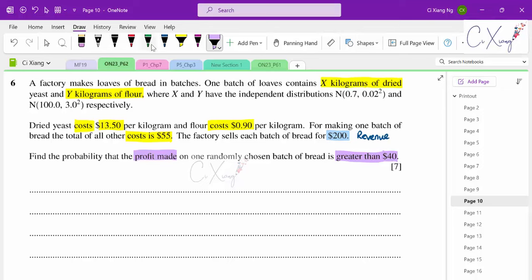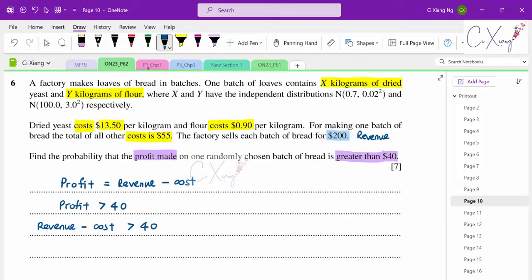So just a very basic knowledge, how to get the profit basically? To get the profit, by right, it should equal what? The revenue minus the cost, right? Okay, so minus the cost. Alright, so they want to have profit greater than 40. So that means your revenue minus the cost should be greater than 40. So this is the probability that they want us to find out.